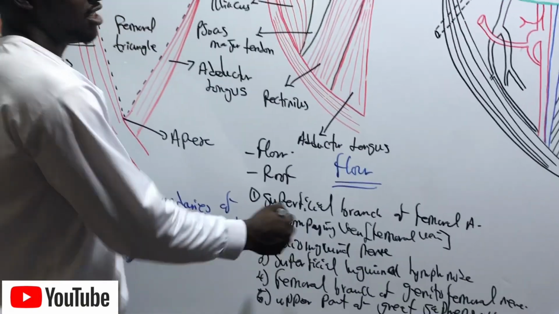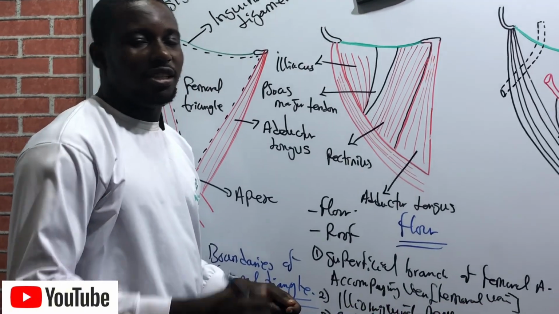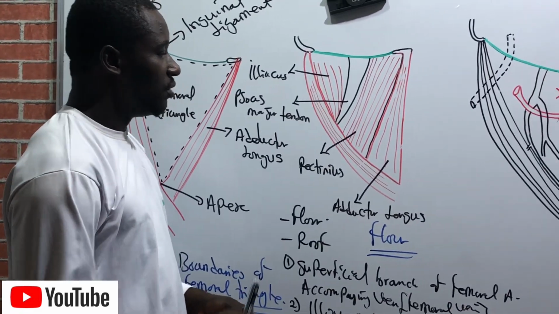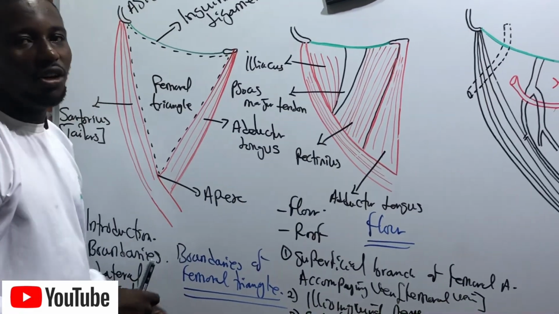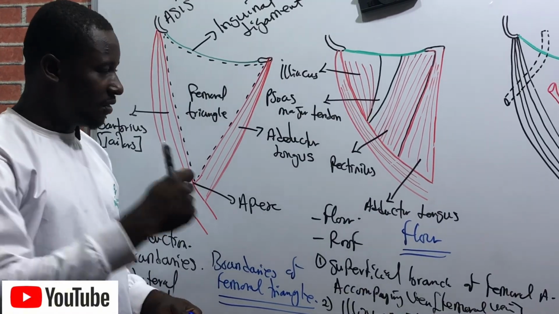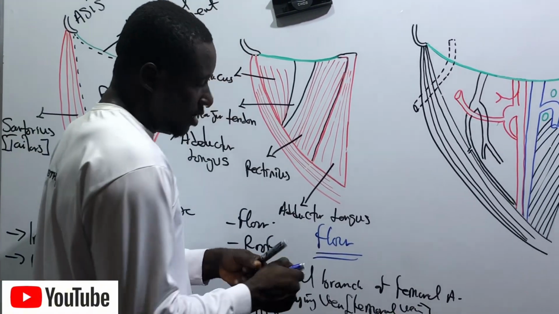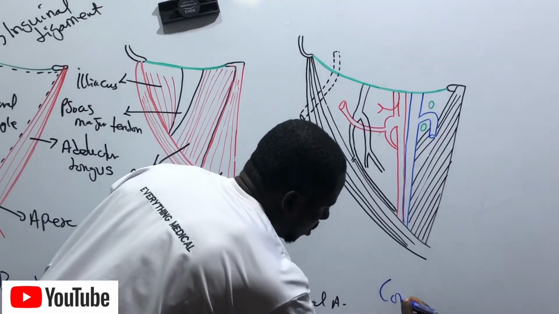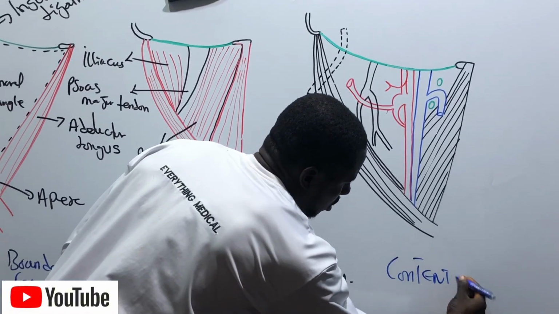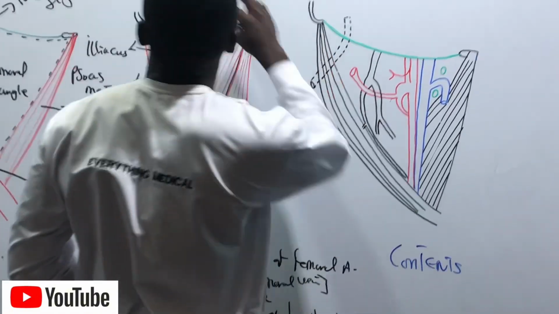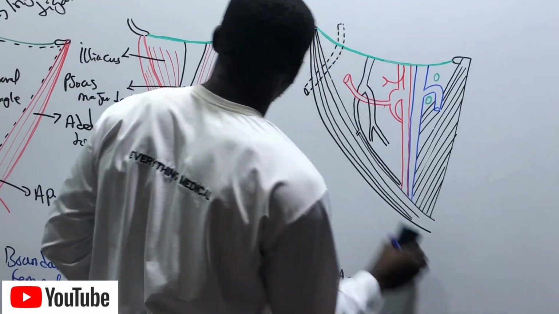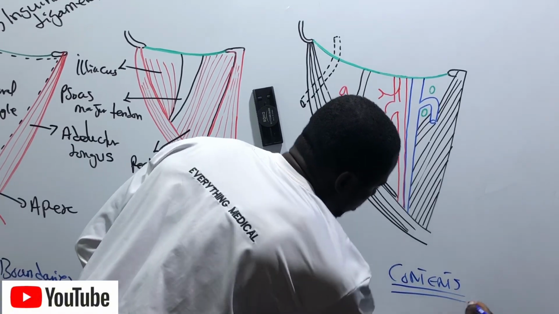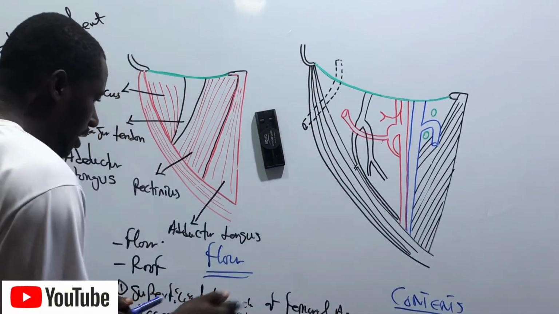These are the structures that are found on the roof of the femoral triangle. The next we'll be looking at is the contents of the femoral triangle. This diagram here depicts the contents of the femoral triangle. So the next outline is the contents.